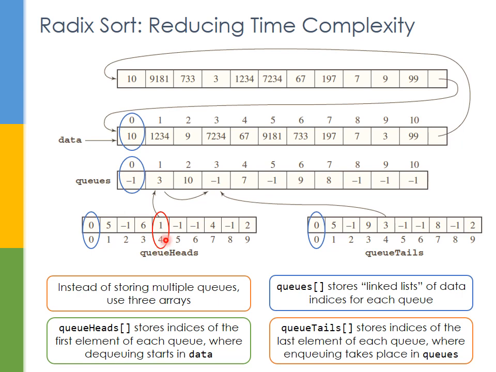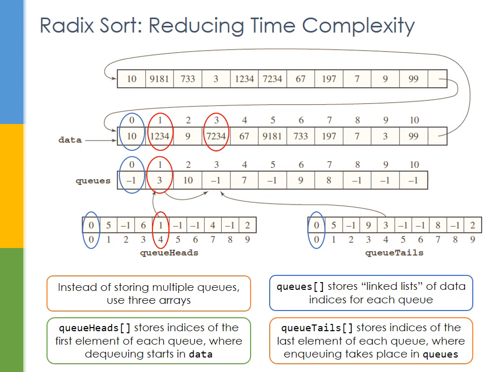This time we'll look at subscript 4 in the queue heads array, and we see that we have a value of 1 stored there. What this means is that in the data array at subscript 1, we have a value stored, and that is the first value contained in the queue for digit 4. We can then also look in the queues array, and at subscript 1 there's a value of 3 located there. So this means there is another value within this queue for the digit 4.